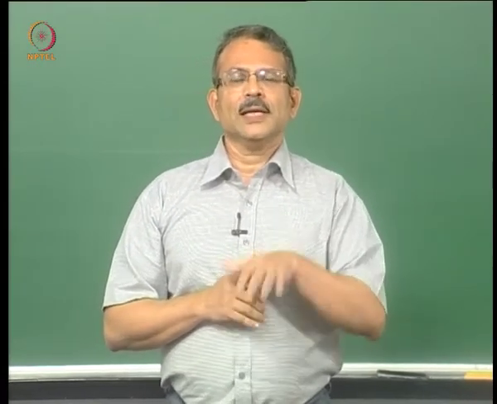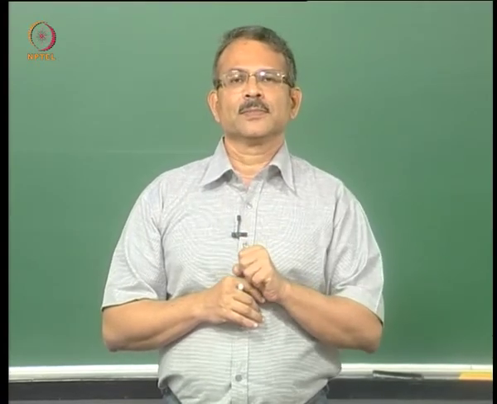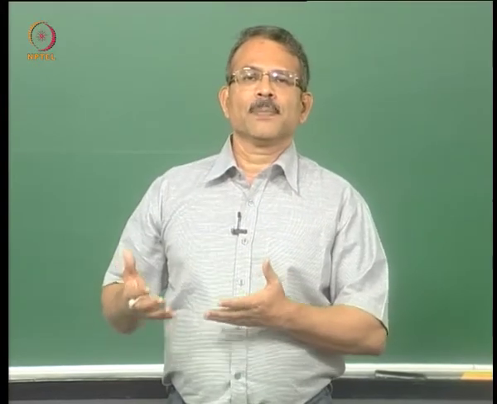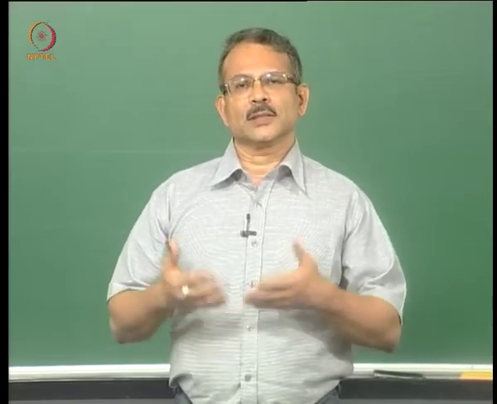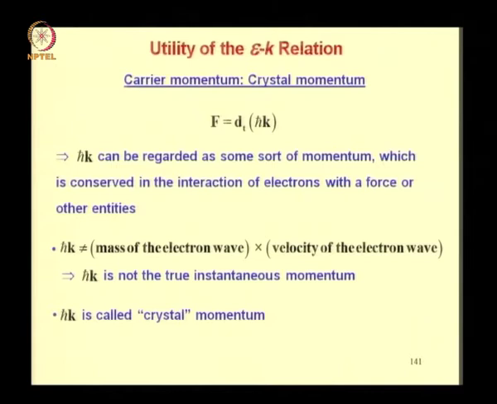As we will shortly see, the mass of the electron is not constant with energy, and you have to use some sort of an effective mass. Why? Because of the presence of the periodic crystal potential or crystal forces from the atoms. Therefore we give a different name to h cross k, we call it the crystal momentum.